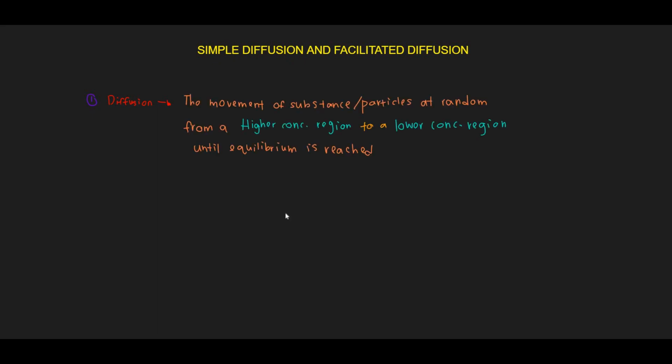So now let's begin. Simple diffusion is similar to diffusion itself, but before we dive deeper into simple diffusion and facilitated diffusion, firstly we need to understand the definition and the concept of diffusion. As we all know, diffusion is the movement of substances or particles at random from a higher concentration region to a lower concentration region until equilibrium is reached.